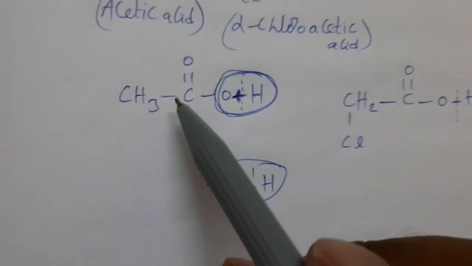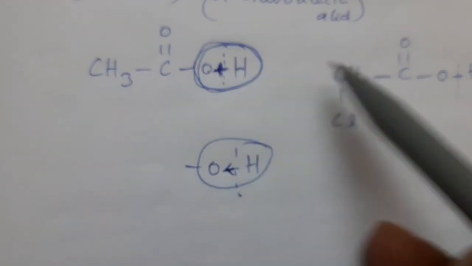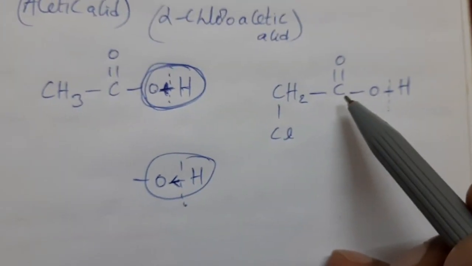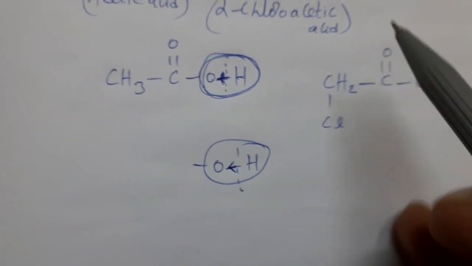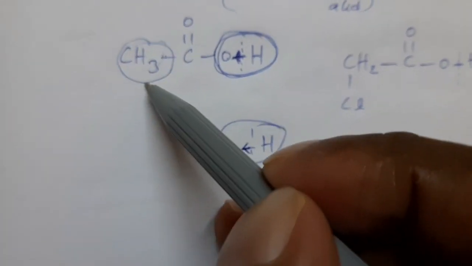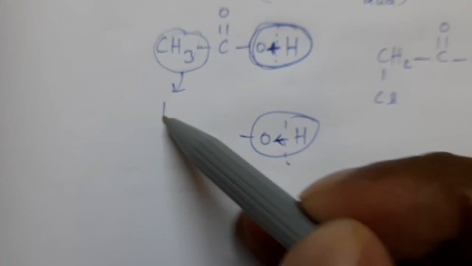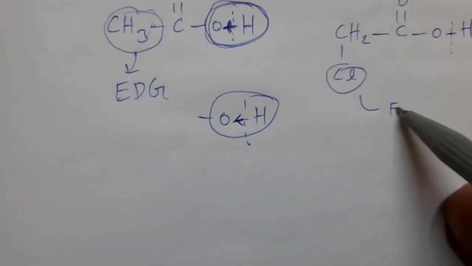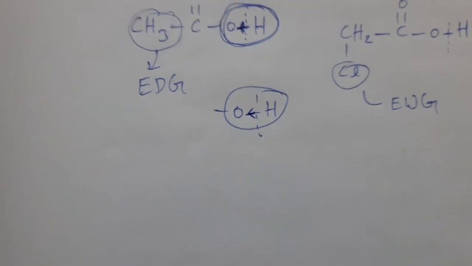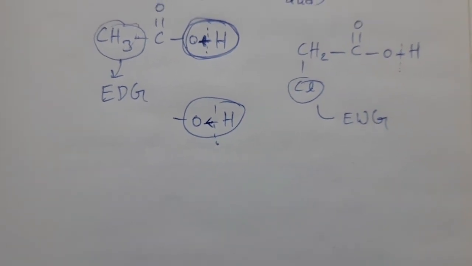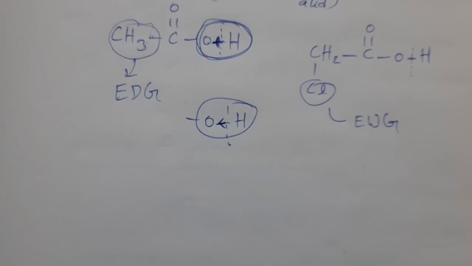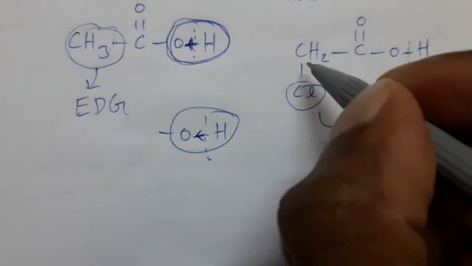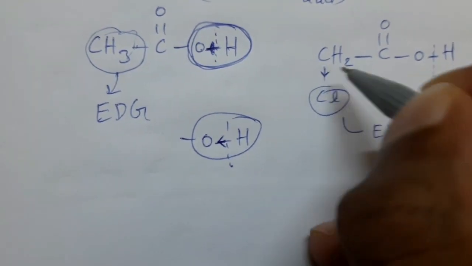In these two compounds, CH3COOH and ClCH2COOH, CH3 is an electron releasing group, that means an electron donating group. Cl is an electron withdrawing group. Electron withdrawing means bonding electrons are attracted towards chlorine.